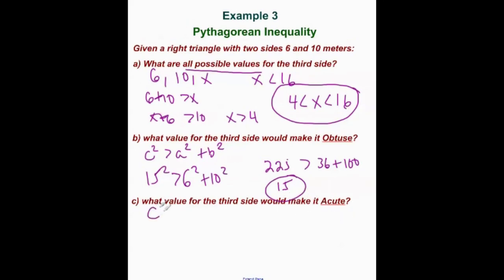Acute. We want c squared to be less than a squared plus b squared. So I'm going to look at this again. So I'm probably going to make 10 my c squared. And I'm probably going to make my x 9. So let's make 10 squared, okay? Has to be less than 6 squared plus, actually, we're going to make that 9. I said 9 squared, right? And that's going to be 100 is obviously less than 36 plus 81. All right, so we have an acute. So 9 would work.